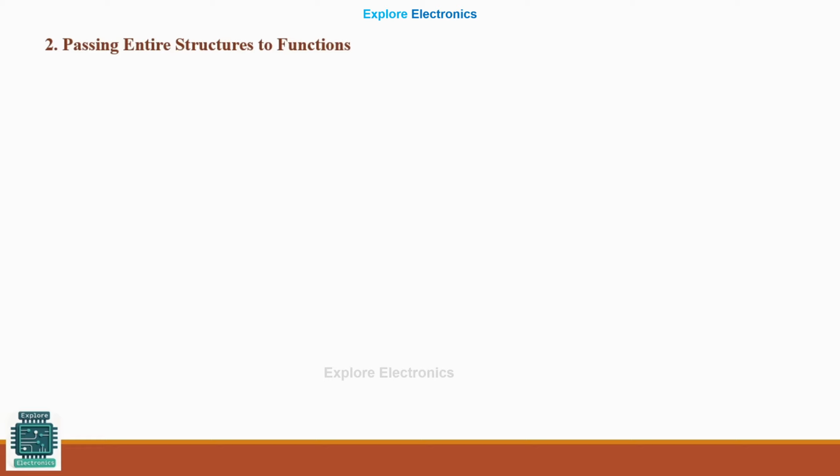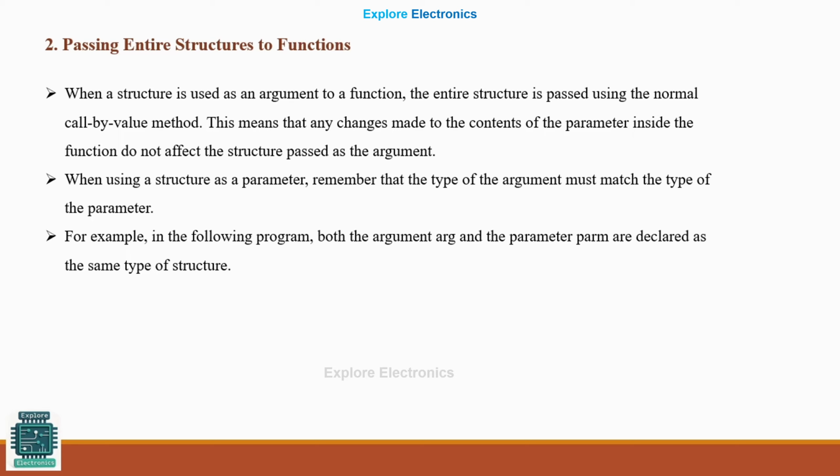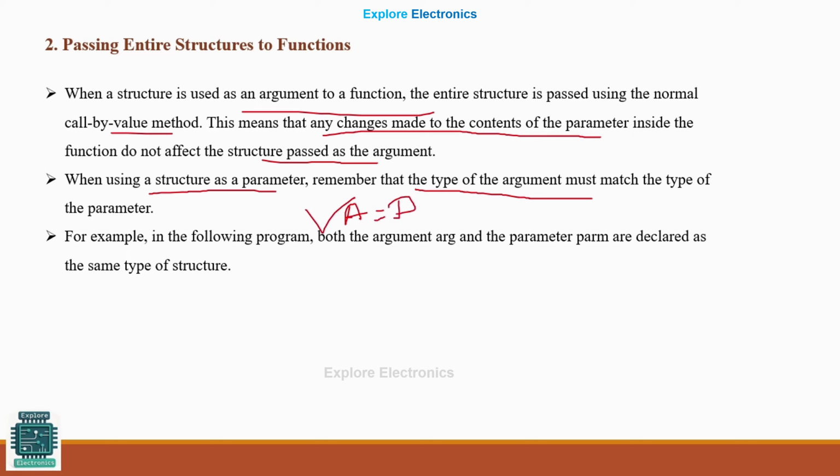Fine. Now the second one is passing entire structures to a function. When a structure is used as an argument to a function, the entire structure is passed using the normal call by value method. That means any changes made to the contents of the parameter inside the function do not affect the structure passed as an argument. Also, when you are using a structure as a parameter, remember that the type of the argument must match the type of the parameter. It is a very important condition.